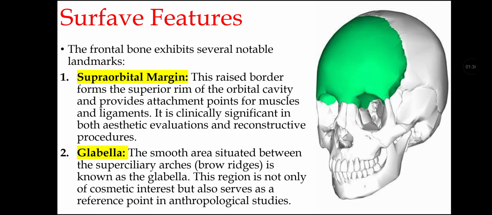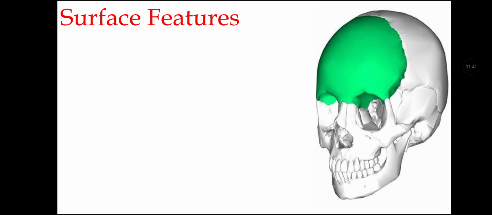The second surface feature is glabella. That is smooth area situated between the superciliary arches, known as glabella. This region is not only of cosmetic interest but also serves as a reference point in anthropological studies.